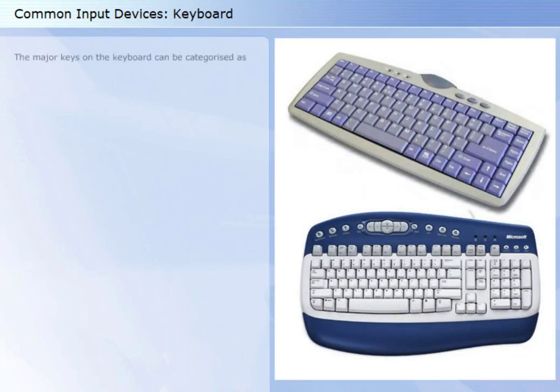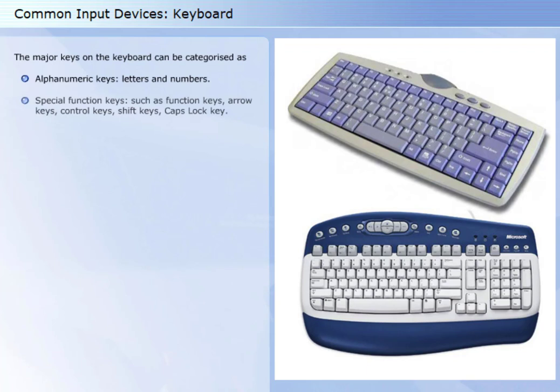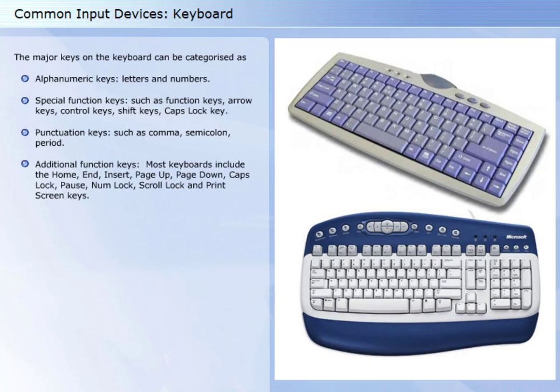The major keys on the keyboard can be categorized as alphanumeric keys, letters and numbers, special function keys, such as function keys, arrow keys, control keys, shift keys, caps lock key, punctuation keys, such as comma, semicolon, period. Additional function keys. Most keyboards include the home, end, insert, page up, page down, caps lock, pause, num lock, scroll lock, and print screen keys.